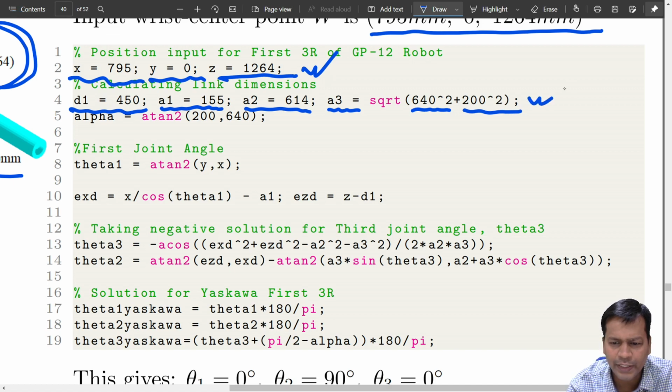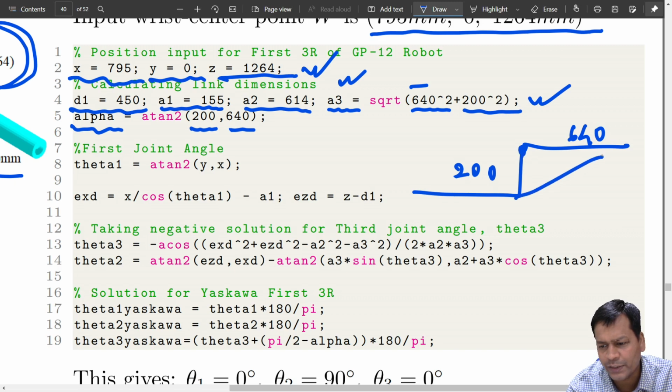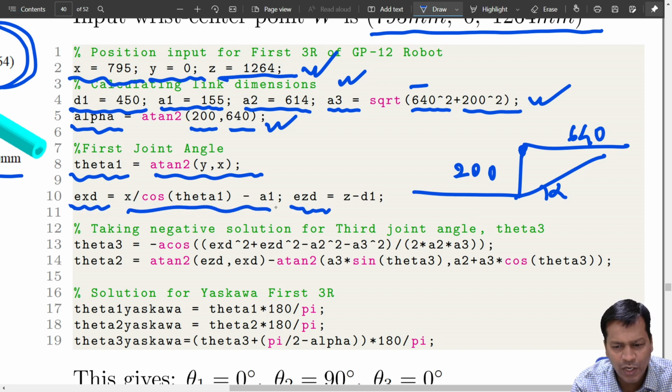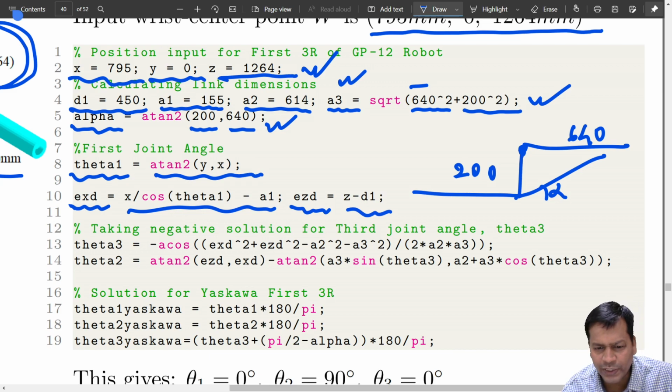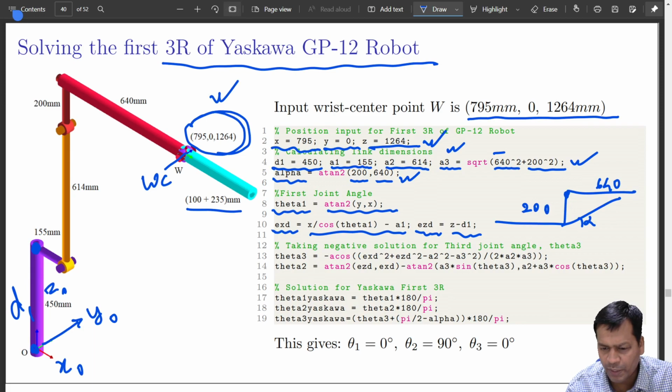So this is how I quickly calculate in the code itself, and alpha is equal to tan inverse 200 by 640. That elbow, if you remember, this was 200 and this is 640. Okay, so this is the elbow and that is your alpha. So that is what I am calculating here. And theta 1, if you remember, theta 1 is simply y by x. So ex dash and ez dash. So I have just pinned my equations which I derived just a moment back.